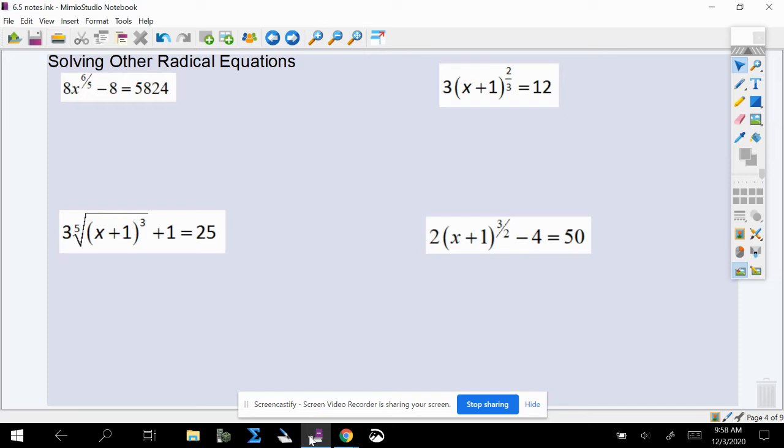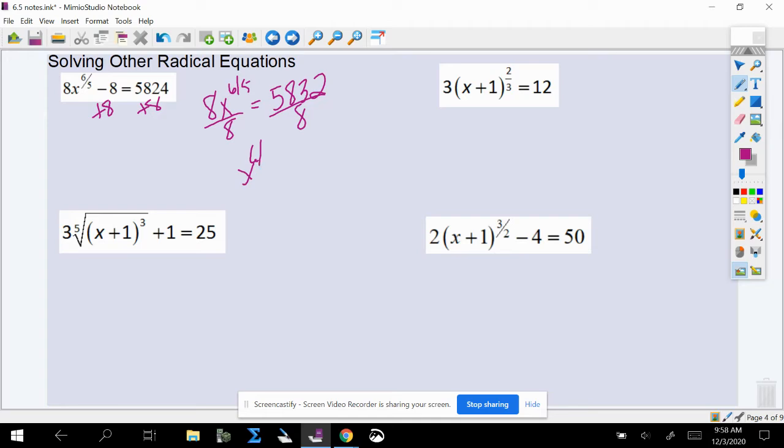So first one, the goal again is to solve for x, so you want to isolate the piece that has the fractional power. We're going to start by adding 8 to both sides. So we get 8x to the 6/5 equals 5,832. Divide both sides by 8.